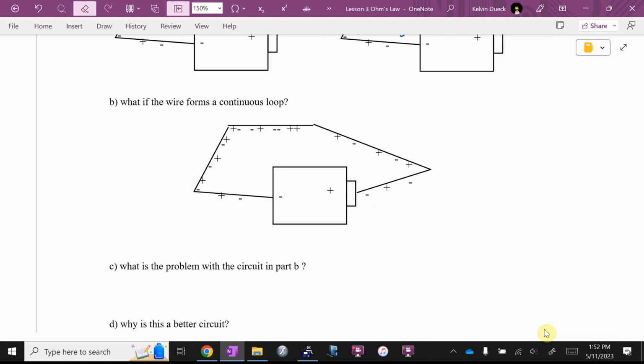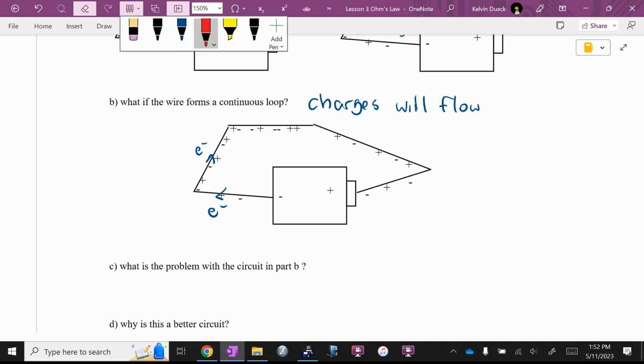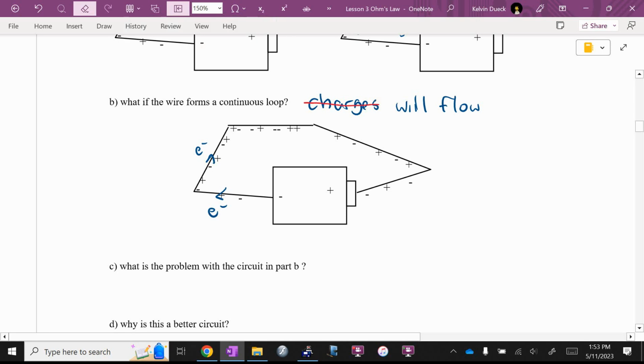What if the wire forms a continuous loop? Well, now you would have electrons. In fact, we would say this: charges will flow. But I'm going to be a bit fussy. After you've written that, cross out the word charges. There is a word in circuits for the flow of charge. It also begins with the letter C, but we don't say charges. What word do we use to describe the flow of charge in a circuit? You've probably heard it. It's in the little mini title at the top of this page. Current. So cross out charges. We're going to call the flow of charge current.